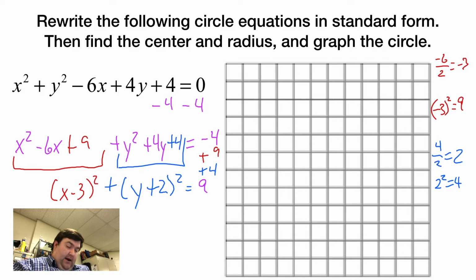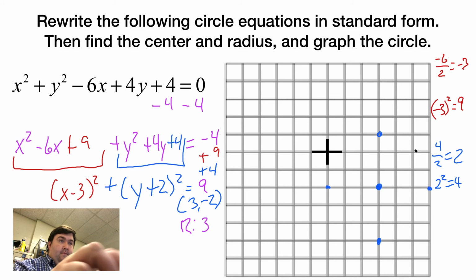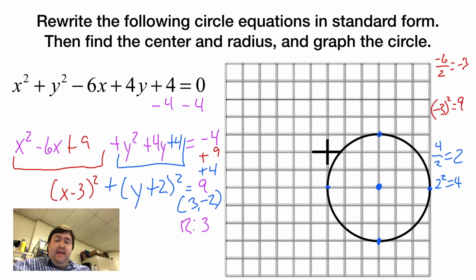So let's talk about what is our radius, or what is our center. Our center in this case would be 3, -2, and our radius would be 3. So there we go. There's a center. And let's go 3, -2. Oh, I forgot to actually close that parenthesis. So 1, 2, 3, -2, and then radius of 3. So 3, 3, 3, 3, and there we go. And that's it.